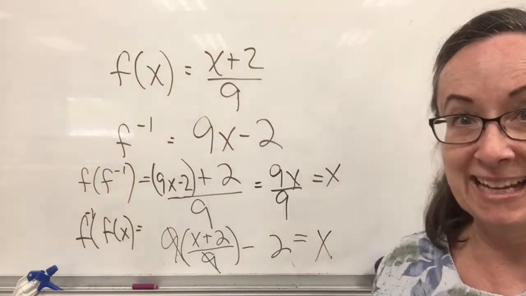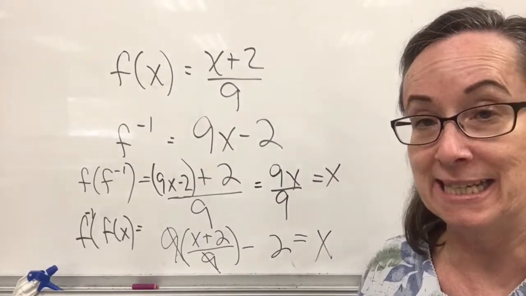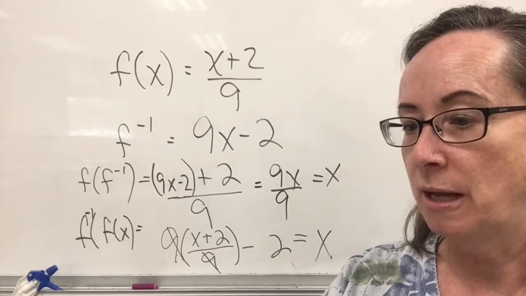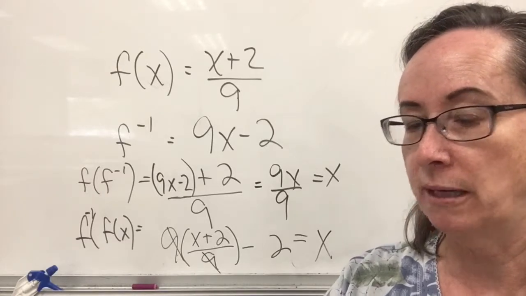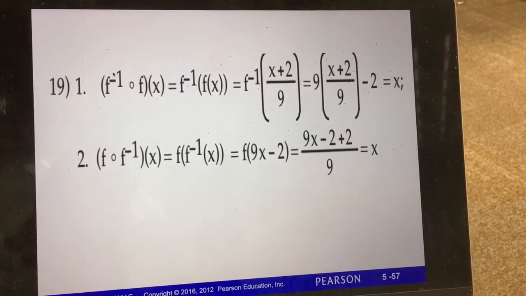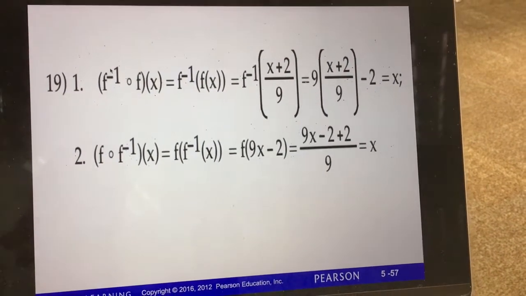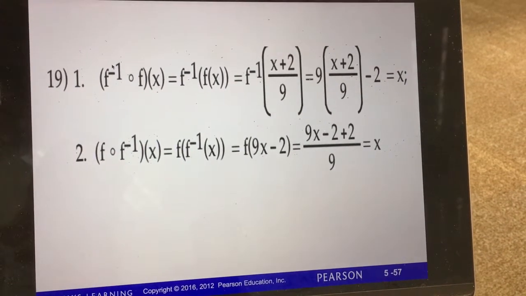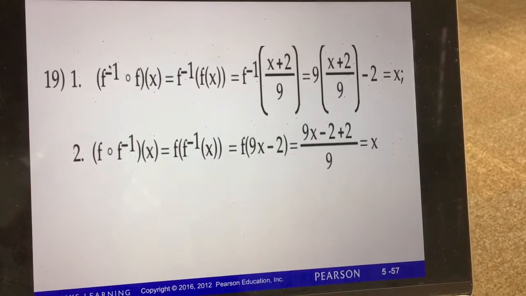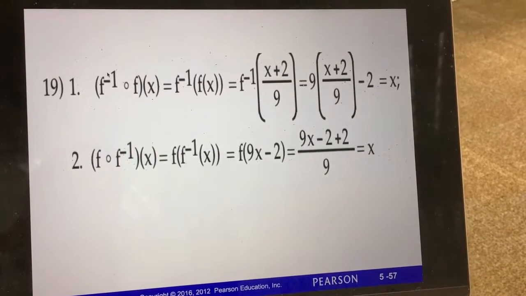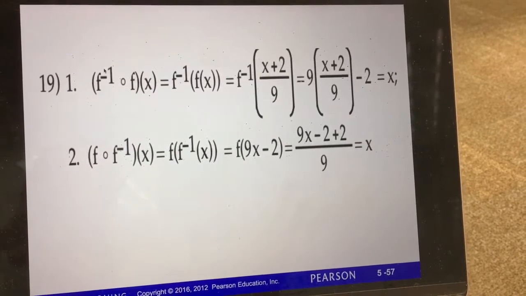And since I got an x in both directions, they are indeed inverse functions of each other. Basically they're showing it very neatly done both directions. Mine is not so neat. And since you get an x both directions, f of f inverse of x and f inverse of f of x, they are inverse functions.